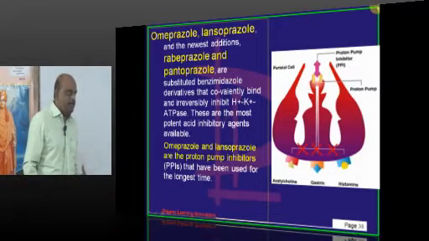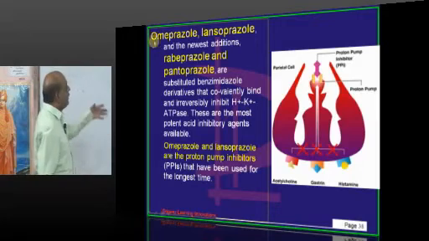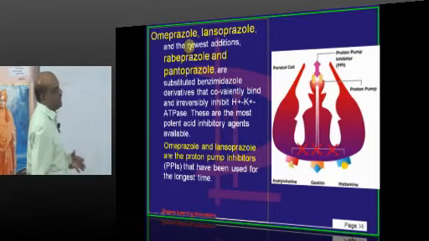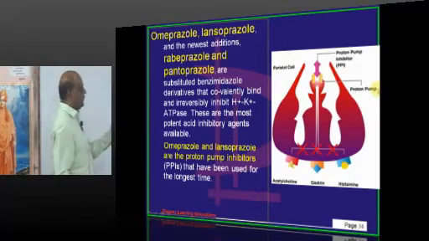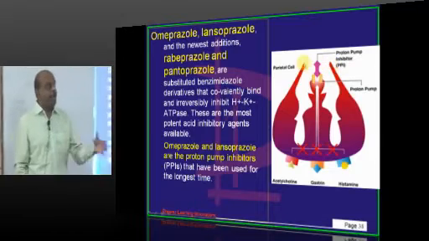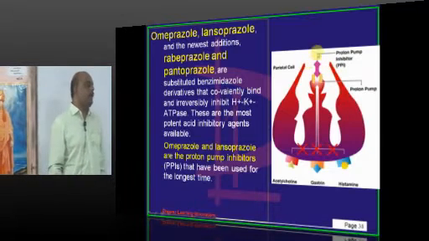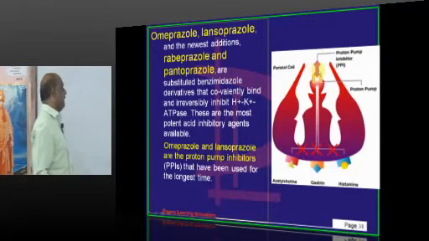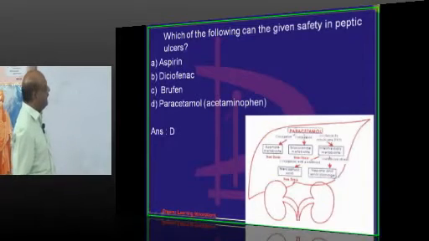To decrease acid production in the stomach, you can use a proton pump inhibitor. What are the drugs called? Omeprazole, lansoprazole, rabeprazole, pantoprazole. These are all called proton pump inhibitors, which need to be remembered.